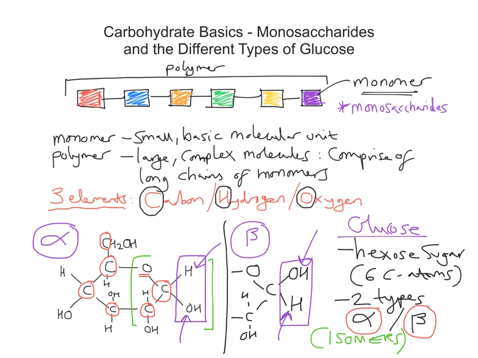And when we look at the 2 structures of glucose, we've got alpha glucose and beta glucose. Both are isomers of one another, which again means they have the same molecular formula, but the atoms are connected differently. They both contain 6 carbon atoms, so they're both hexose sugars. The only difference between alpha and beta is the position of the H and the OH on the right-hand side of this structural formula that we've drawn out here.